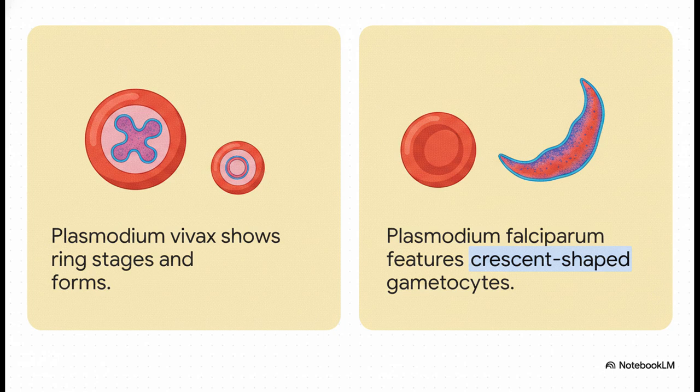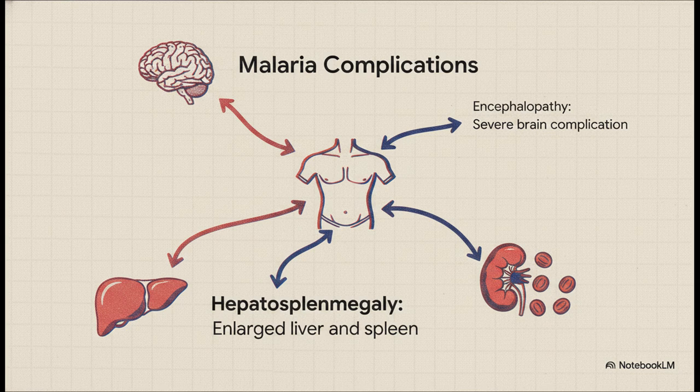If you're peering at a blood smear and you spot ring stages and amoeboid forms, you are almost certainly dealing with Plasmodium vivax. On the flip side, finding highly characteristic crescent-shaped gametocytes is your ultimate visual buzzword for Plasmodium falciparum, which is notoriously the deadliest form. And why is spotting P. falciparum so incredibly urgent? Because the systemic stakes are massive. We're talking encephalopathy in the brain, hepatosplenomegaly, which is that massive enlargement of the liver and spleen, and hemoglobinuric nephrosis. Identifying signs of critical kidney damage due to red blood cell destruction is quite literally a matter of life and death.